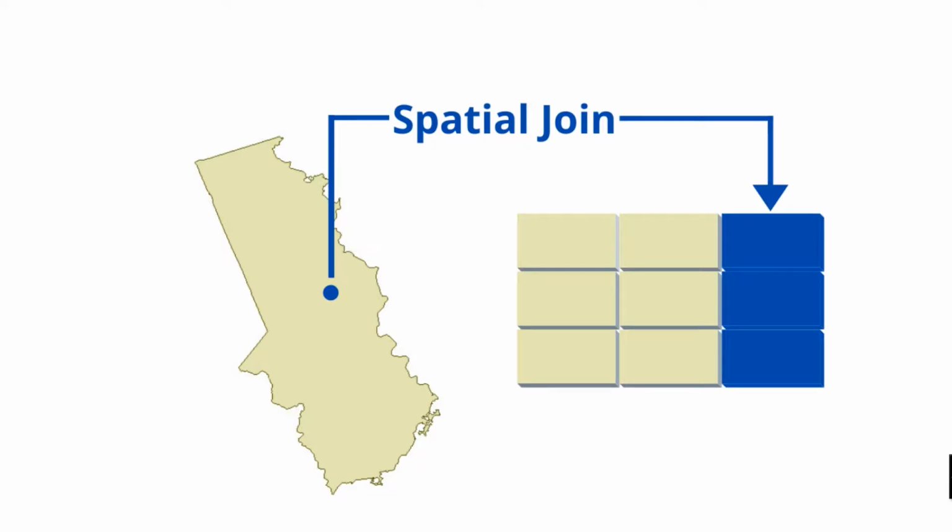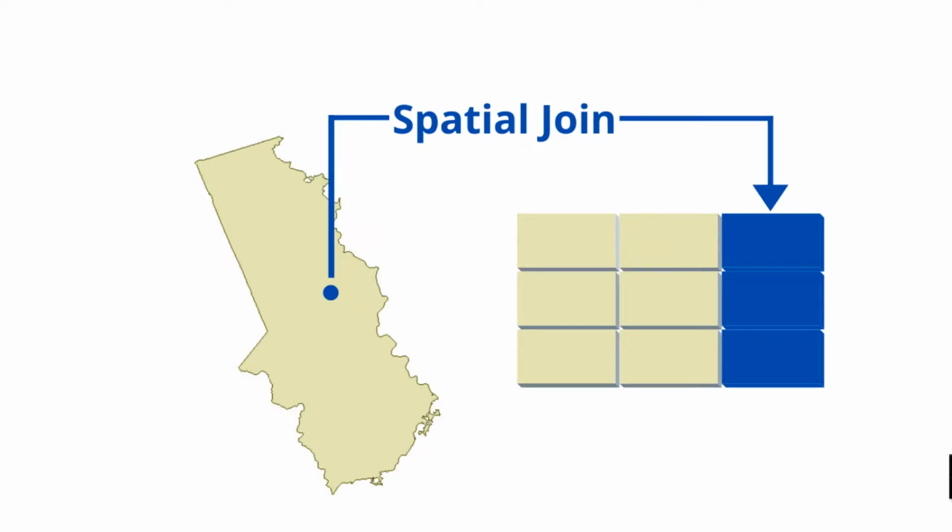Now there are a few different spatial relationship rules we can use. Examples of some of these relationships include if the geometries are intersecting each other, if the geometries contain another, or if geometries equal another.